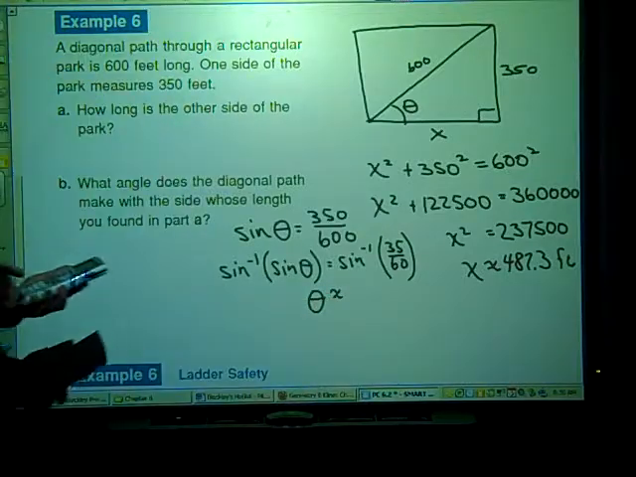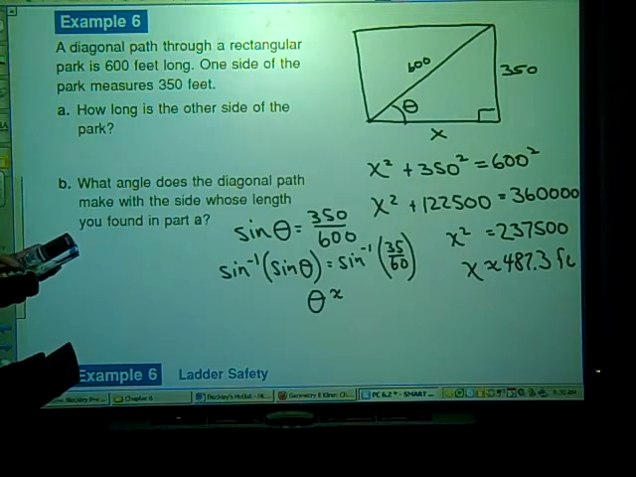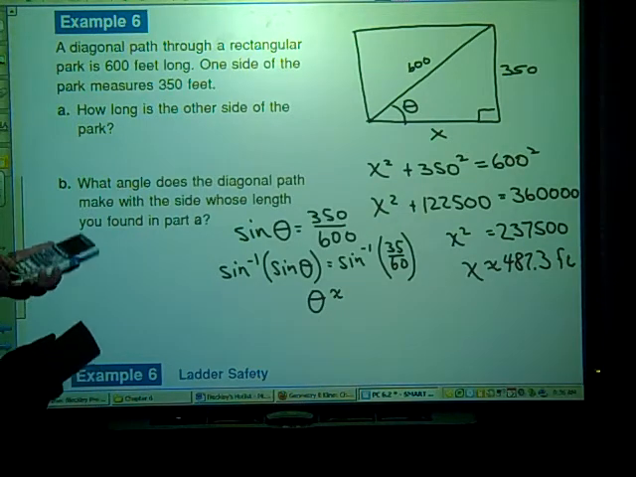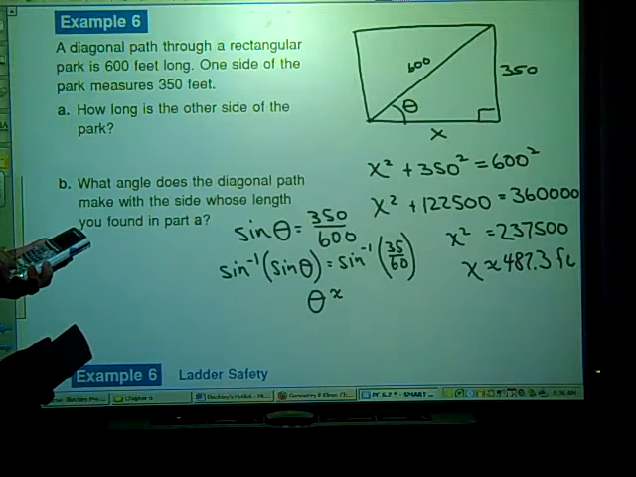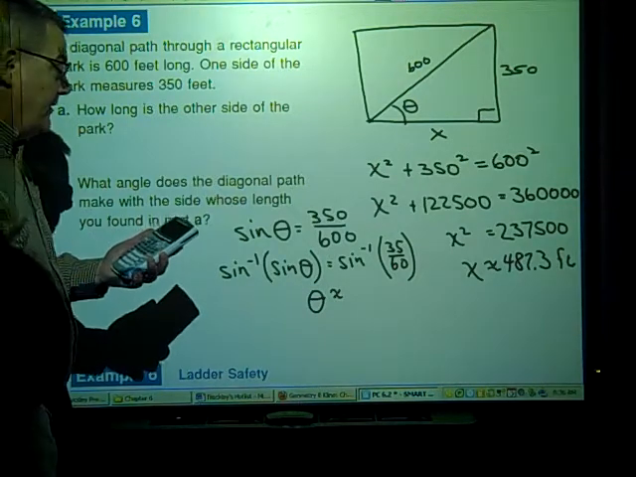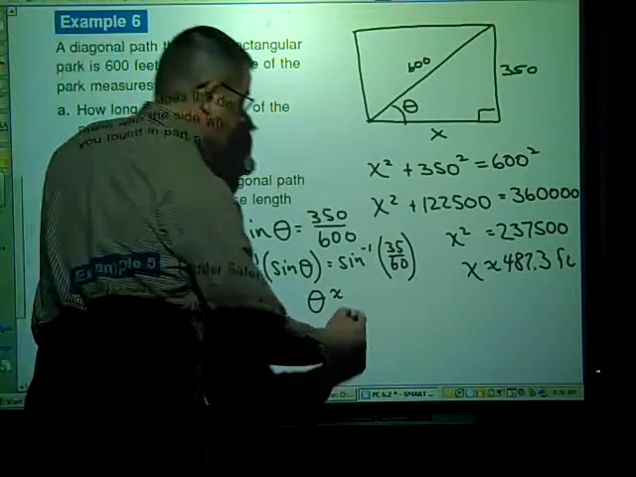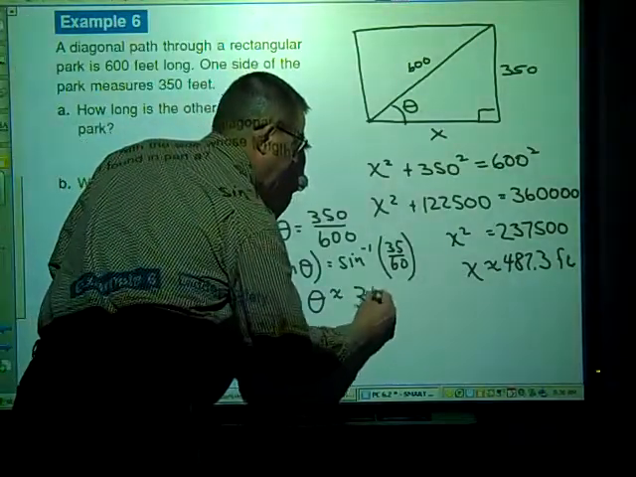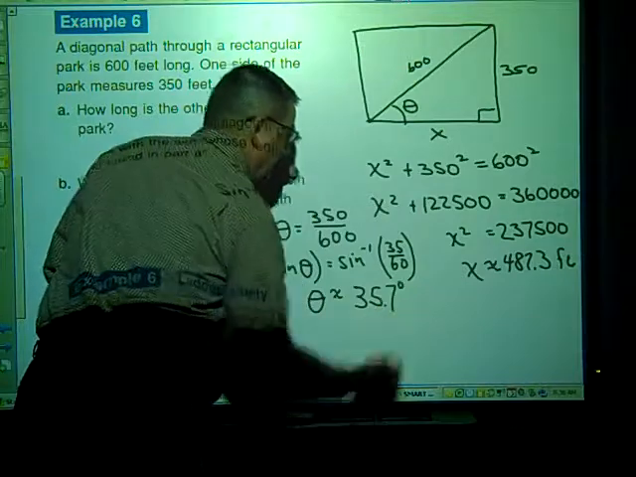And now we're going to approximate the sine inverse of 35/60ths. And we get about 35.7 degrees.